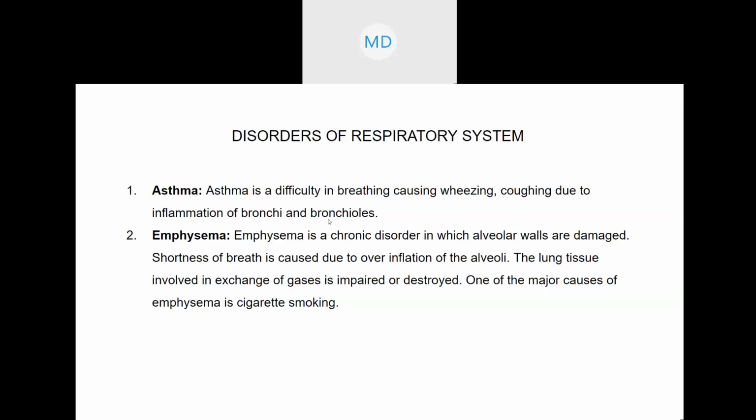What are bronchi and bronchioles? I'll show the diagram. When you see the diagram, then you'll get to know it better. If I only speak, then it will not be clear.